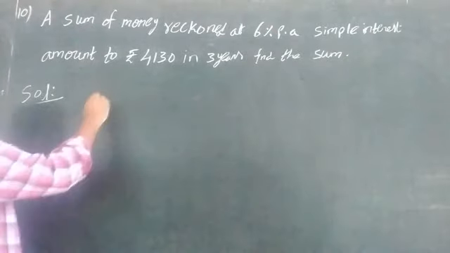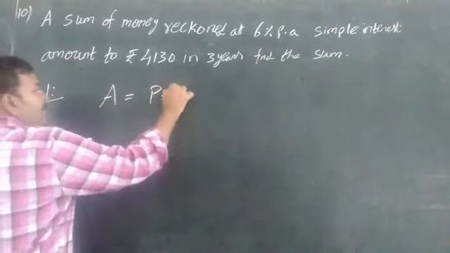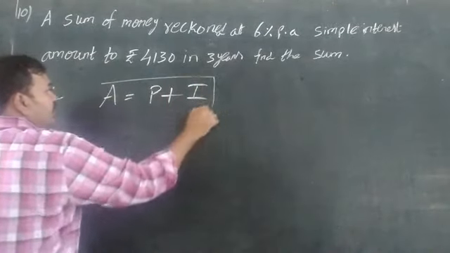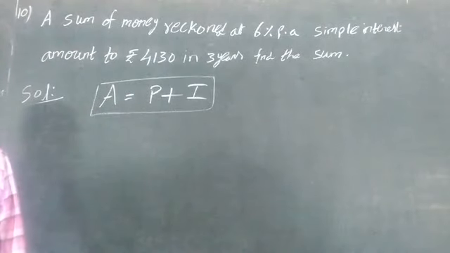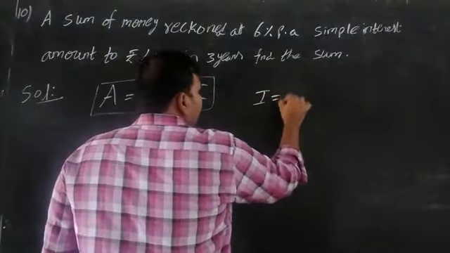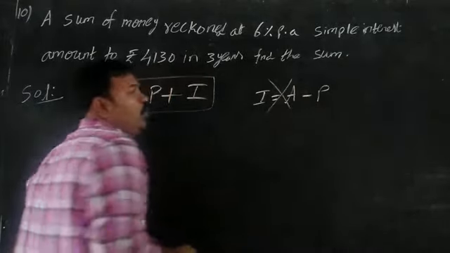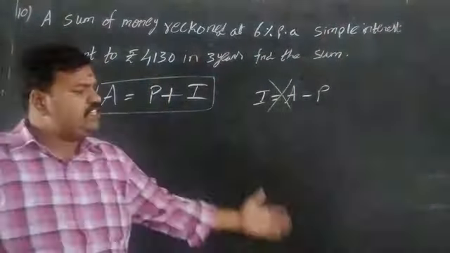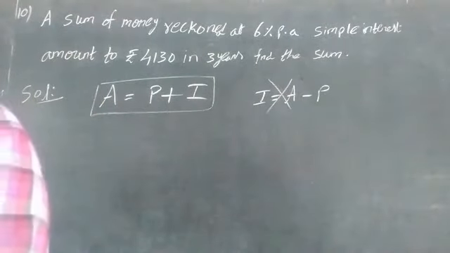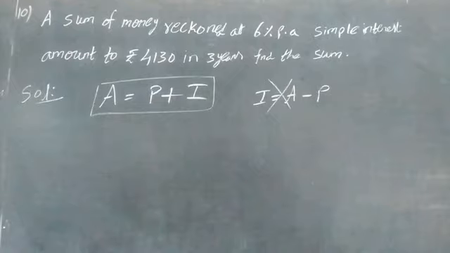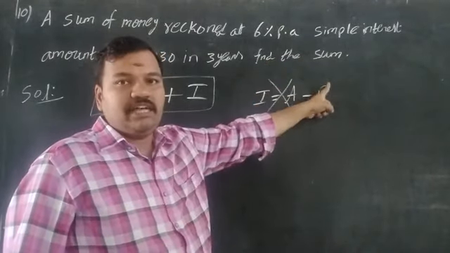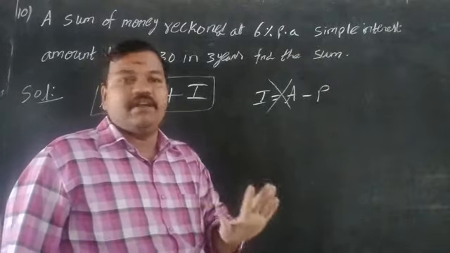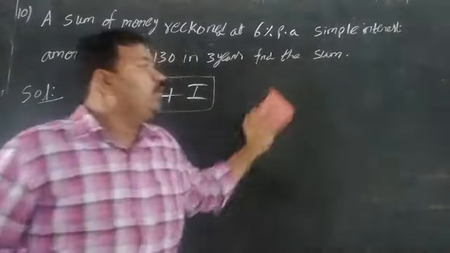I am writing A is equal to P plus I. Always when the amount is given, we do I is equal to A minus P. But here I is equal to A minus P is not possible, so don't write it, because it will become a lengthy sum. We have to use the shortcut procedure. Find the sum means P is not given, so we should not use this form. We have to use this form.